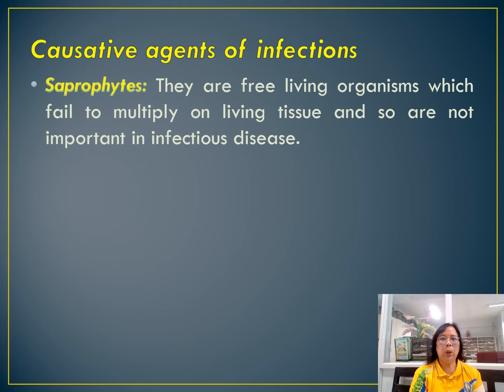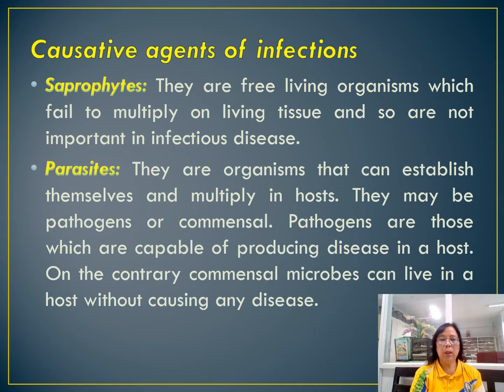infection. So we have the saprophytes. They are free living organisms, but they fail to multiply on living tissue, so they do not usually cause adverse effect that could endanger the life or health of an individual. And then we have the parasites. They are also organisms that can establish themselves and are able to multiply within the host. So they might be disease causing, or they might just be there using the host in order to reproduce.